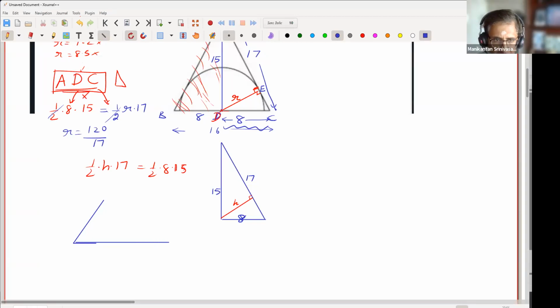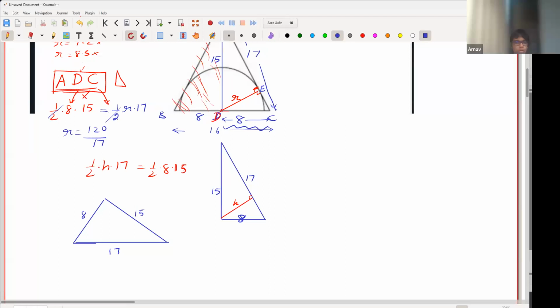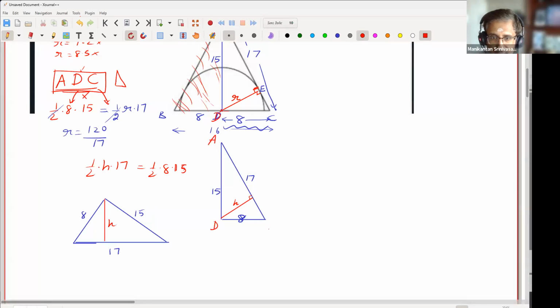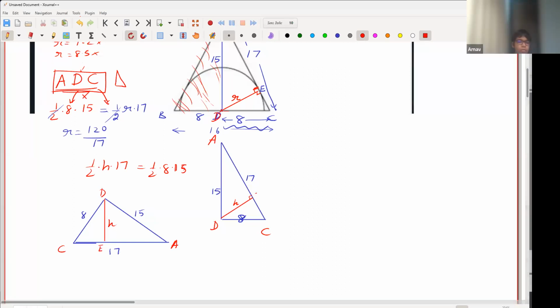So this is my 17. This is my 15. Do you agree? I've just tilted the diagram. That's all I've done so far. Just tilted it. And this is my height. This is my h. Now, what I called ADC is my same ADC, right? This is my A, this is my D, and this is my C, and this is my E.